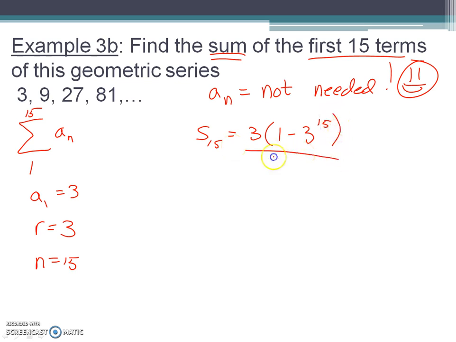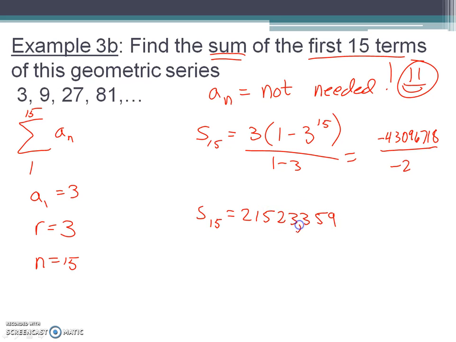I'm not even going to bother attempting to do this by hand. Put it into your calculator, and you get some obscenely large number. It should look something like this. Don't forget to divide by 2. So the sum of the first 15 terms of this geometric sequence is this number right here. So 21,523,359.